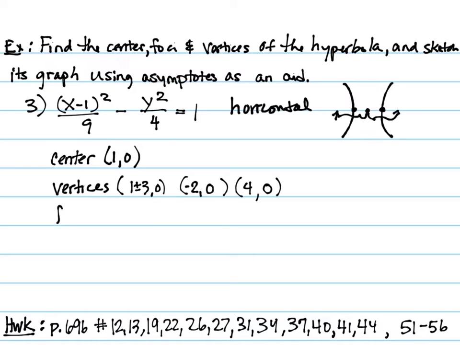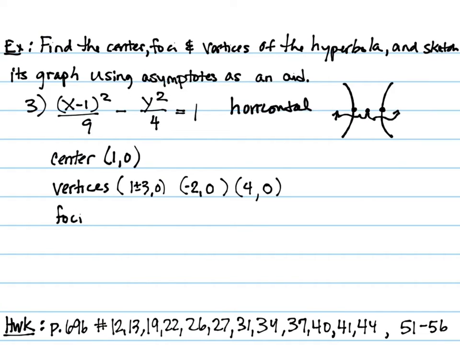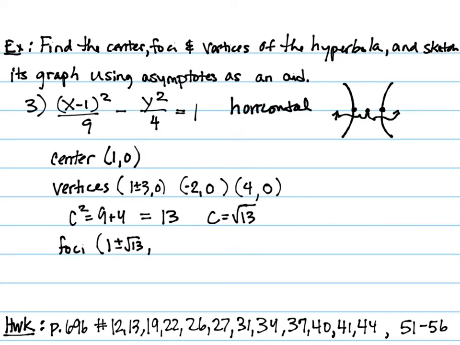We're going to do foci. This is the equation I was mentioning before, right here. The c value measures how far away we're going. So c squared is a squared plus b squared. a squared is 9 and b squared is 4. So my c squared will be 9 plus 4, and that's 13. So what is c going to be? Radical 13. And it still measures away from the center. My center was 1, so we'll do plus and minus the square root of 13, and then 0.